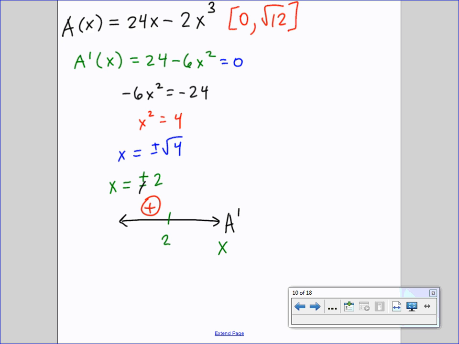Let's pick a convenient x value to the right of 2, like 3. If I plug in 3, is that before root 12? Root 12 would be 2 root 3, and root 3 is about 1.73, so 2 times 1.7 is 3.4. So 3 is less than 3.4, and so it looks like we can choose 3. 3 in for x squared is 9. 9 times 6 is 54. 24 minus 54 is negative 30, so negative values of A prime. Great. This shows that A must be increasing before x equals 2 and decreasing after.